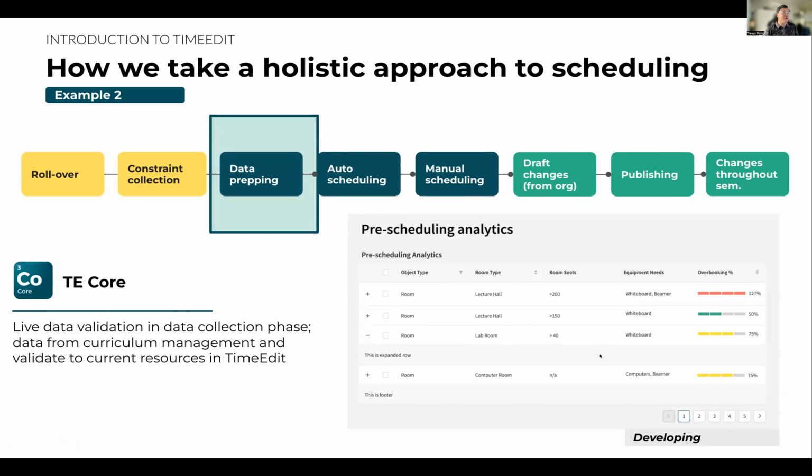Then, of course, you have your post-scheduling, and as you can see, it's all mobile friendly. The students can open up their mobile phone and see their schedule, the room, the equipment, whether you need social distancing, and they can also reserve rooms if you take TE Reserve as well. So you can have a room overview, course overview, faculty. This is the front end for the students.